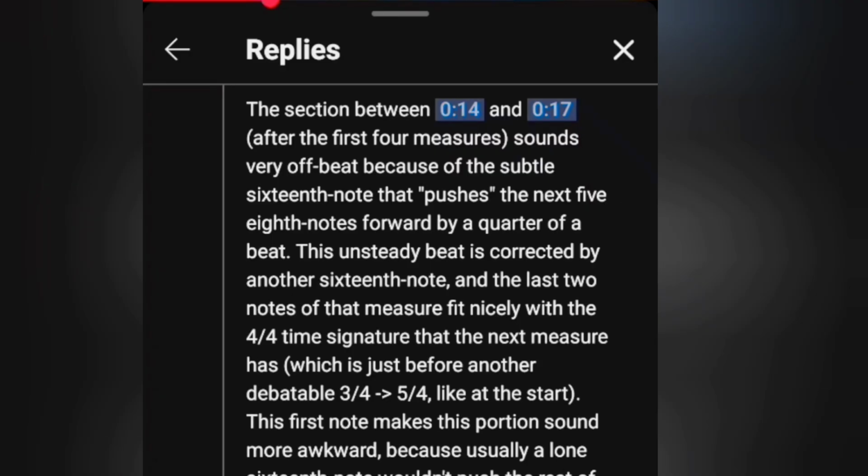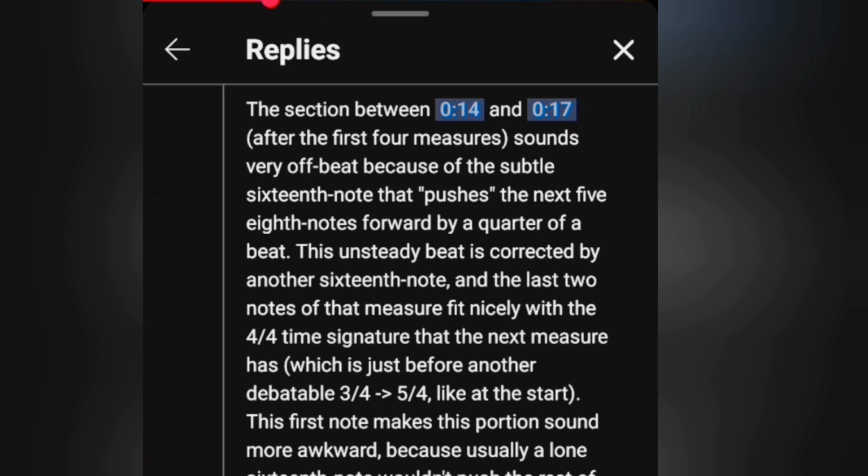The section between 14 and 17 after the first 4 measures sounds very offbeat because of the subtle 16th note that pushes, so to speak, the next 5 to 8 notes forward by a quarter of a beat.